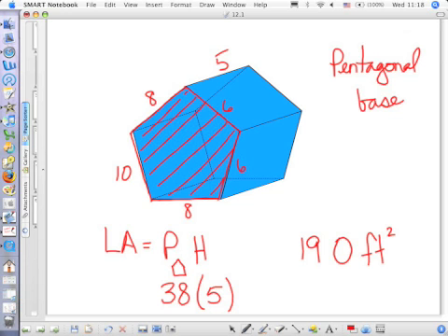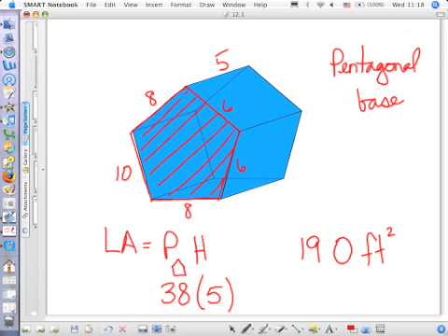Yes. What's it called when all the sides are congruent? Yeah, when everything's congruent, it's a regular pentagon. All right. So the lateral area of this shape is basically the area of only the sides, only all the rectangles. Okay? Any questions on lateral area?